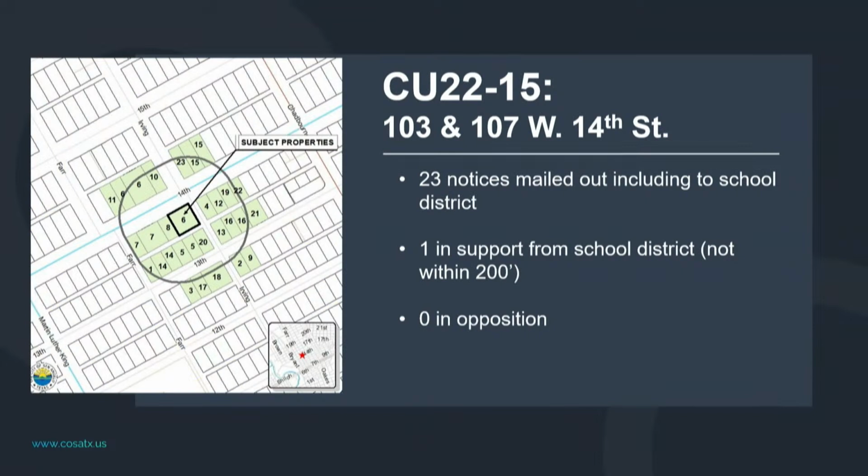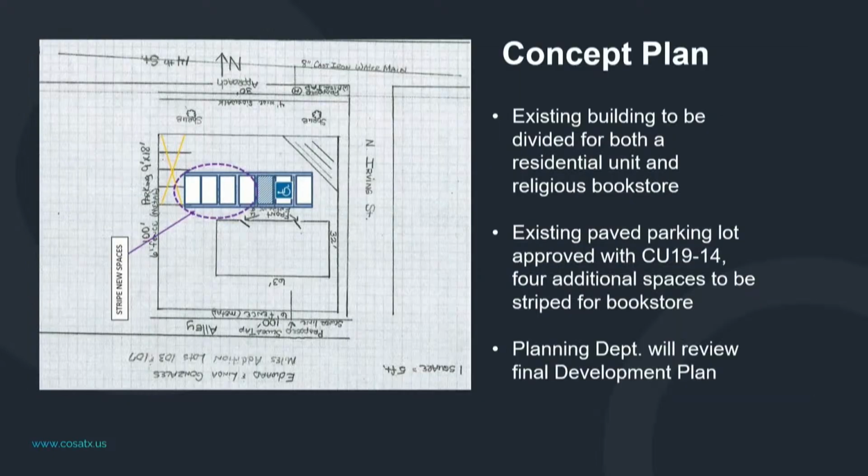23 notices were mailed out. We got one in support from the school district, again, not within the 200 feet. Okay, and this is the concept plan that was already approved and part of the site plan. What I've added there is the 4 parking spots that they're going to have to stripe in that purple outline area. So they've got all the pavement out there now, because when they did their first conditional use for the church, they had already paved everything, put in the fencing. So there's not really much to do here, but other than repeat most of the conditions from before.